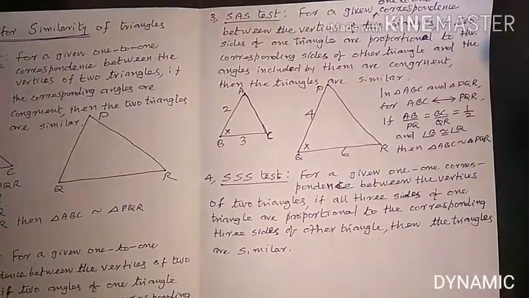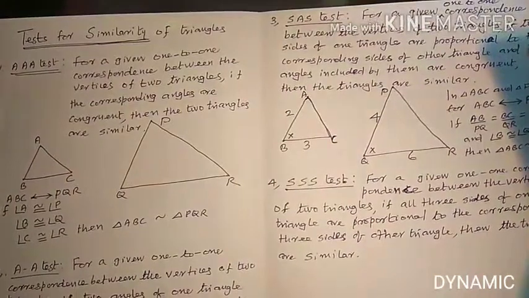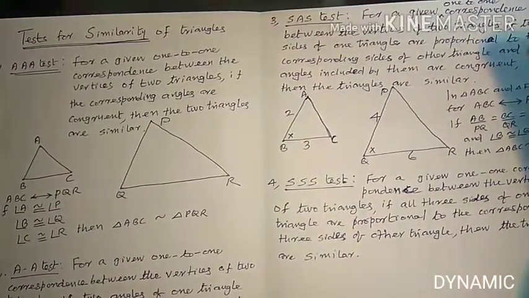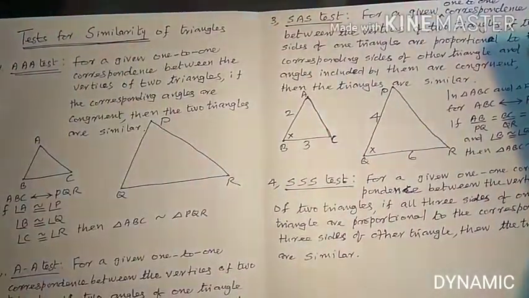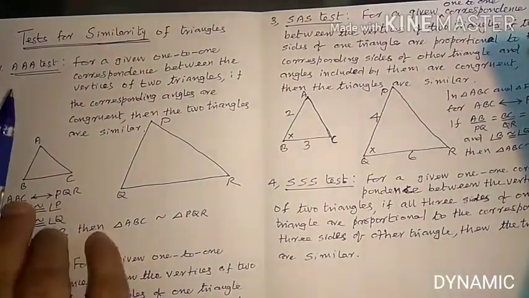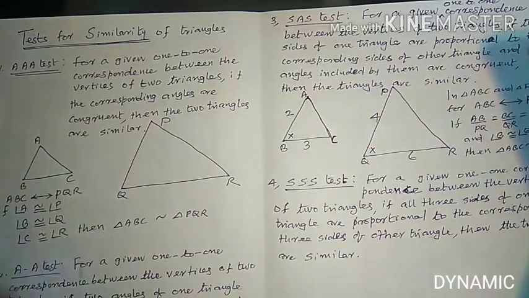Today we are starting the theory part 4 practice set 1.3 of geometry. Test for similarity of triangles. In making triangles similar, there are different tests. First one is AAA test, triple A test.